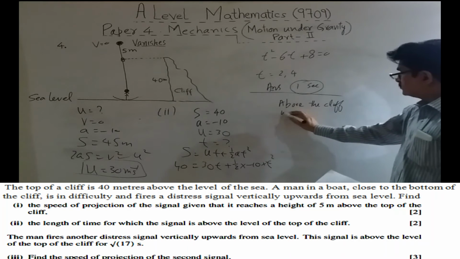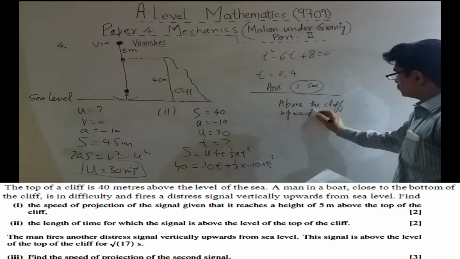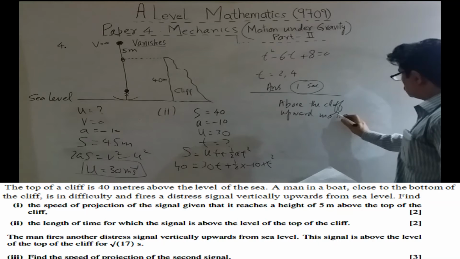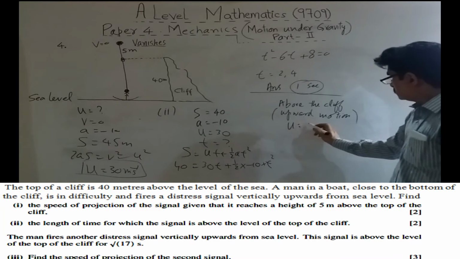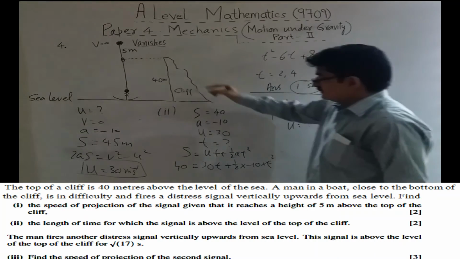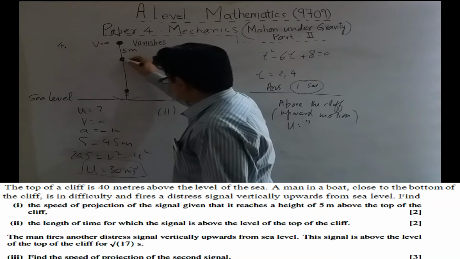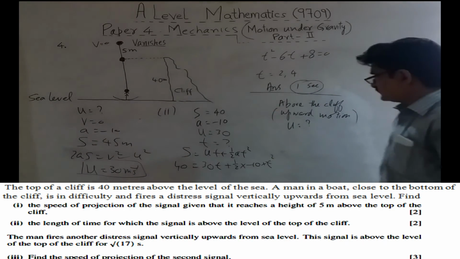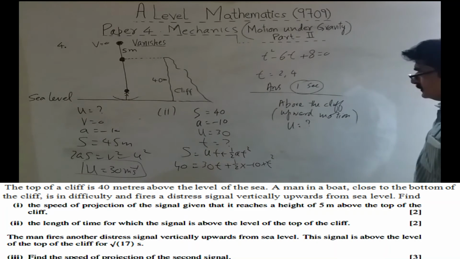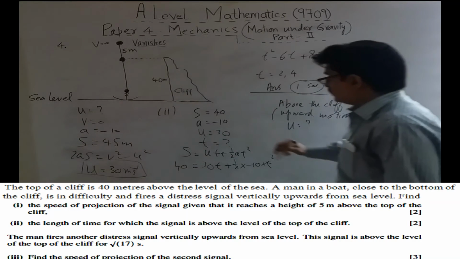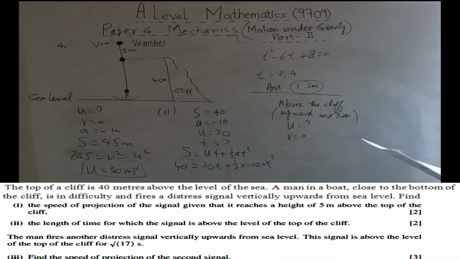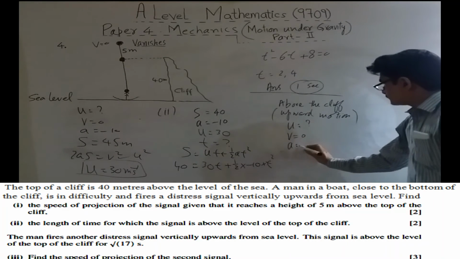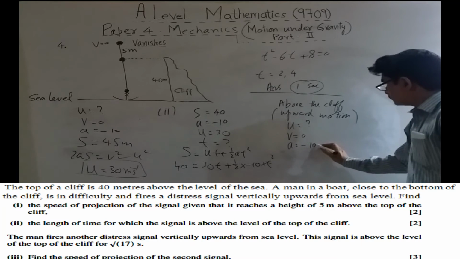Above the cliff, upward motion, for upward motion you have u. So I want to find the velocity over here. What is the velocity at this point, when the distance is 40? And it goes to the highest point. This is also an important point: the velocity v is 0. So acceleration is taken to be minus 10.